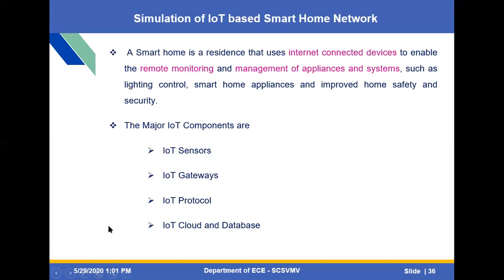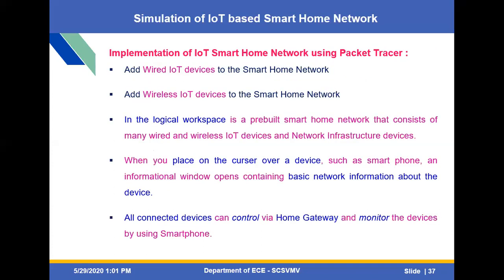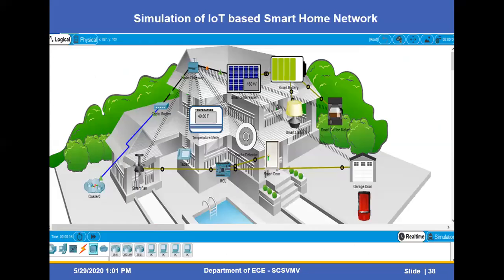Next is simulation of IoT based smart networks. The IoT based smart networks have IoT sensors, IoT gateways, protocols and all things. As I already told, there are two workspaces, the logical workspace and the physical workspace. In the physical workspace we can design our image. This is a smart city, meaning you copy the smart city image. Here this is a logical space. This is a combination of the logical workspace with your image background.